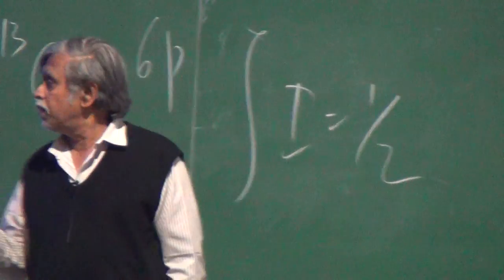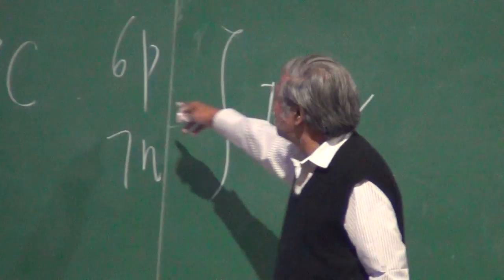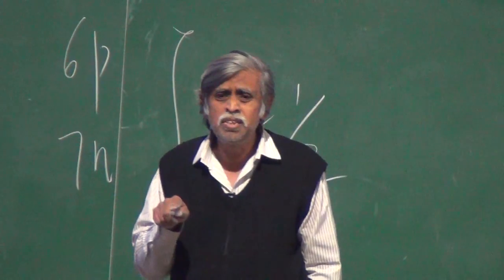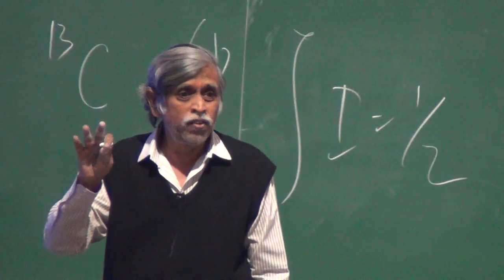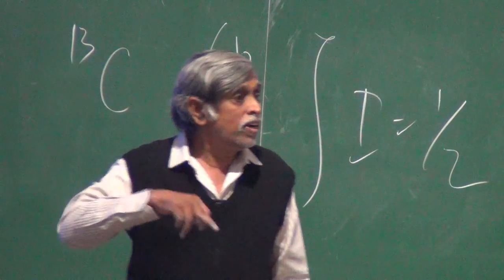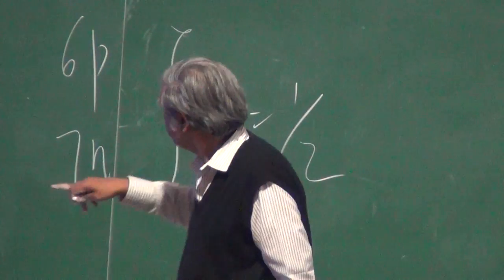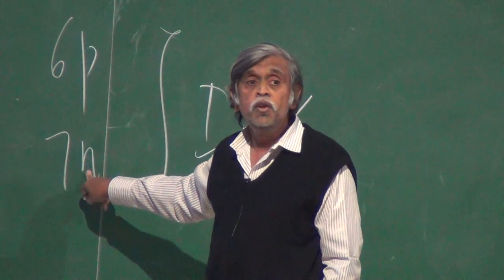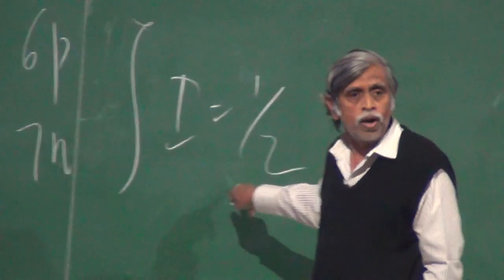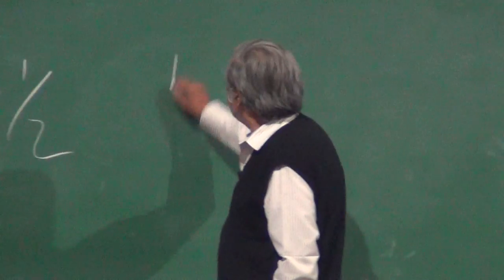Because you will find that with 7 protons and 6 protons, every time you have even numbers, it turns out they get paired, and therefore they do not contribute to spin. Every time you have unpaired particles, like in this case, where one neutron is left unpaired, therefore you have I equal to half. So take boron-10 for example.